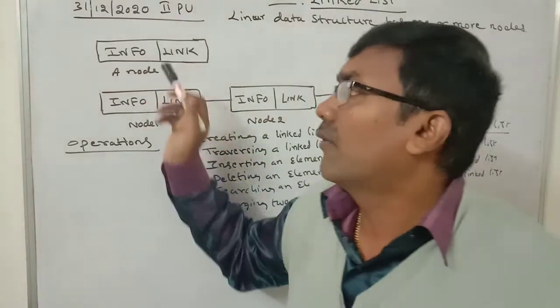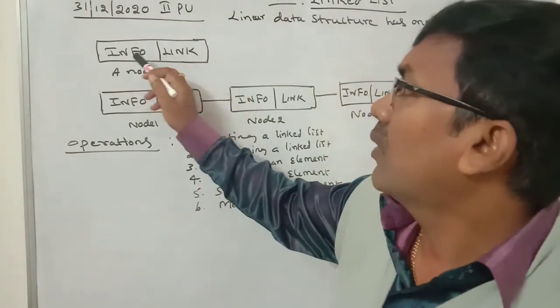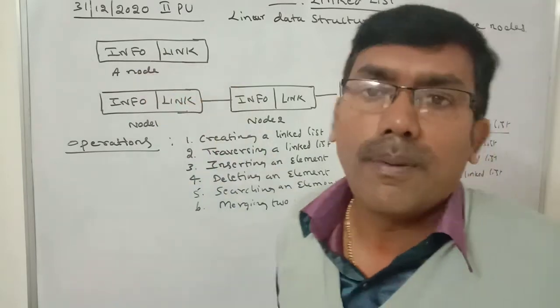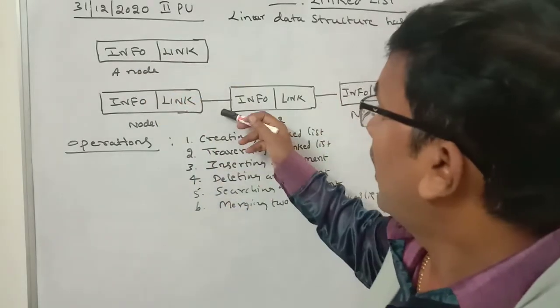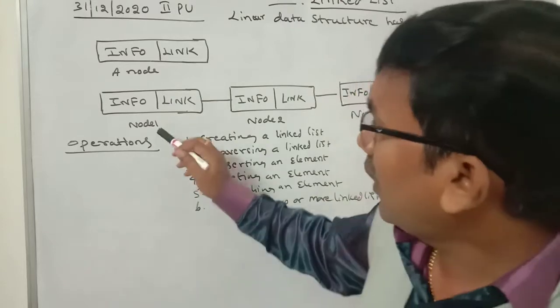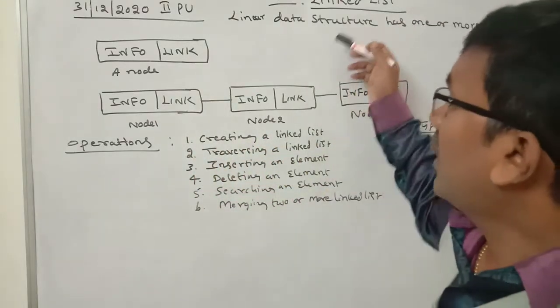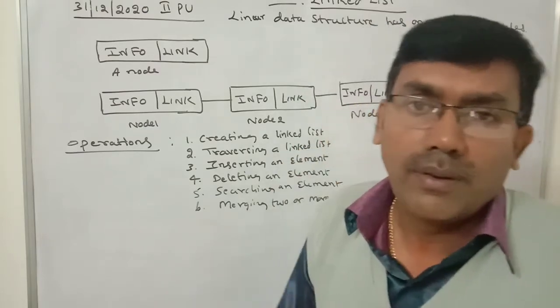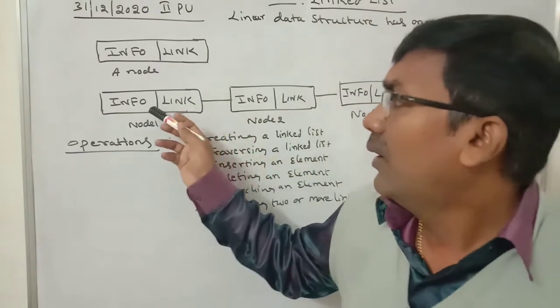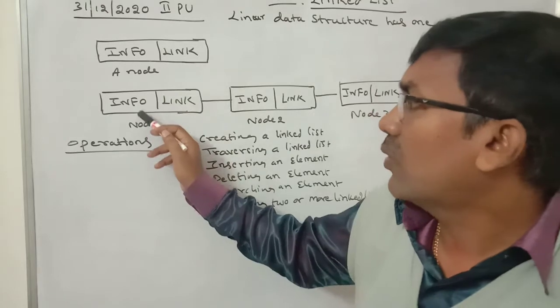Here we have written only one node, and this node contains only one information part and a link part. In the next example, we have given three nodes: node 1, node 2, node 3. A linked list may contain n number of nodes, but here we have represented three nodes, and each node contains two parts.